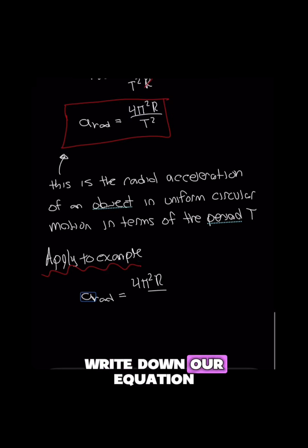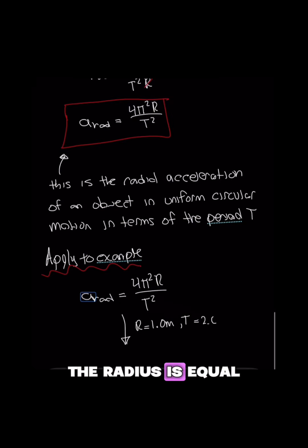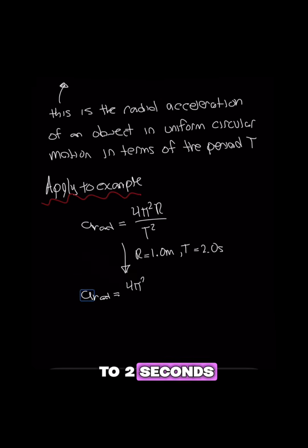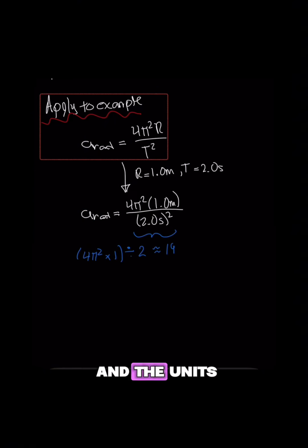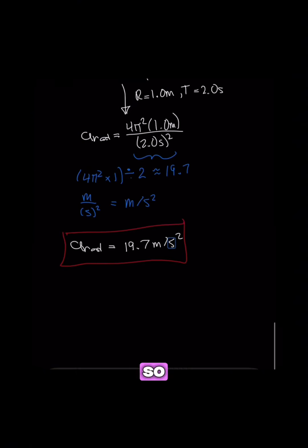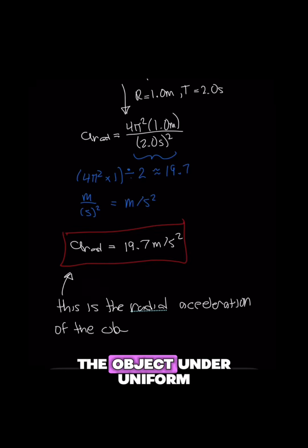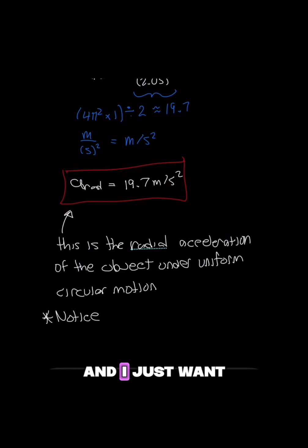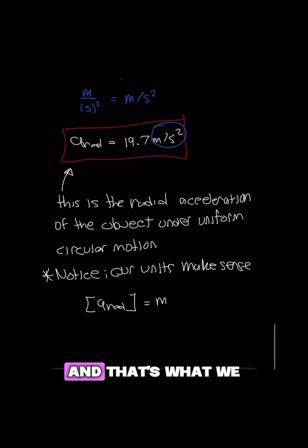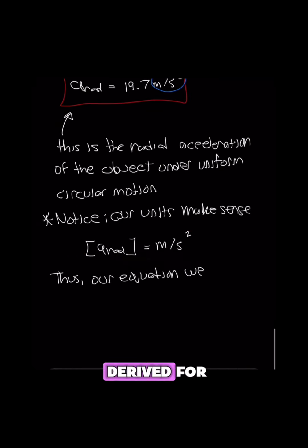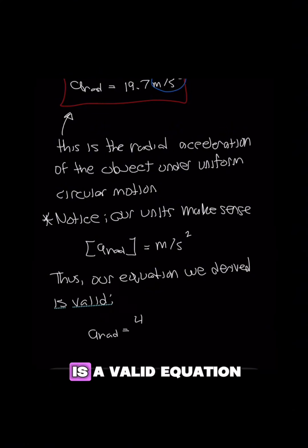And so we can apply this to our example. If we just write down our equation and apply that the radius is equal to 1 meter and the period is equal to 2 seconds, we get this expression here. And then we can just compute the magnitude and the units, and we get this for the final answer. So this is going to be the radial acceleration of the object under uniform circular motion. And I just want you to notice that our units make sense. For acceleration is meters per second squared, and that's what we got. So that means that our equation we derived for the radial acceleration is a valid equation.